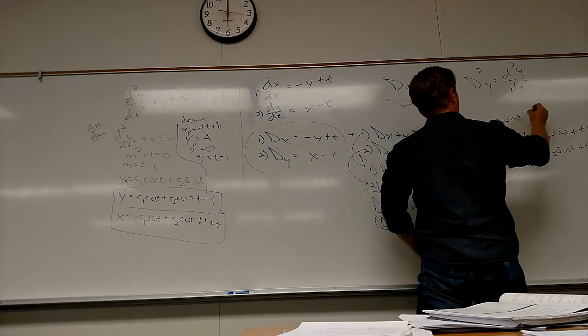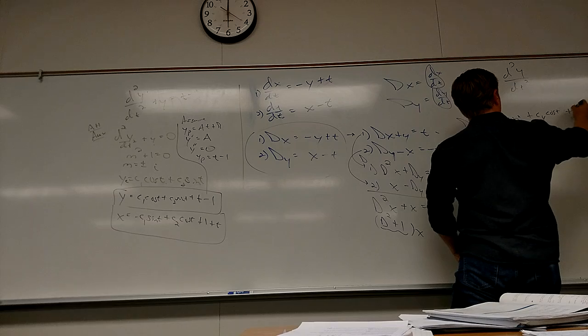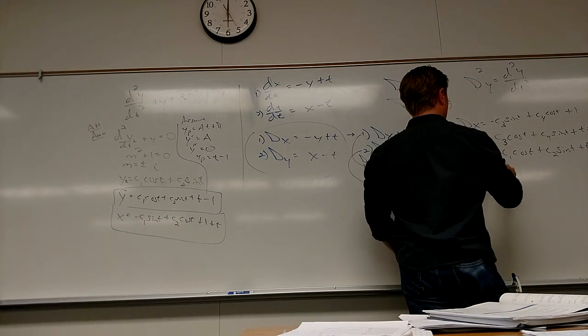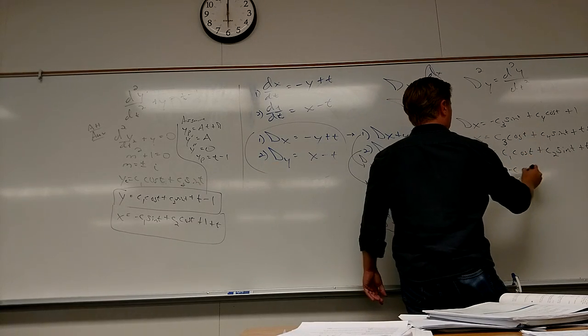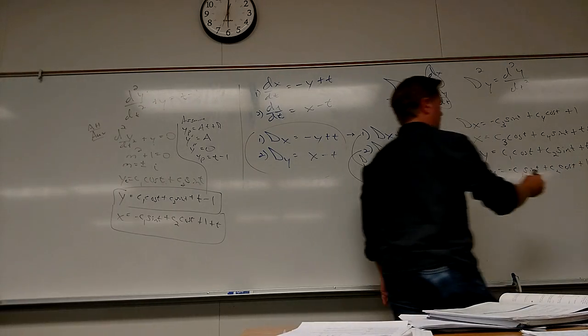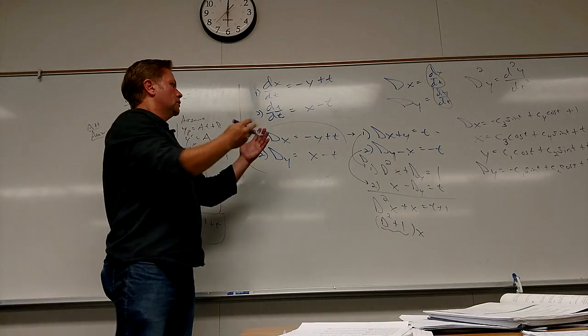C3 sine t, C4 cosine t, plus 1. There's dx. And I need dy. I already did dy somewhere, but you get negative C1 sine t plus C2 cosine t plus 1. And now you plug them back in.